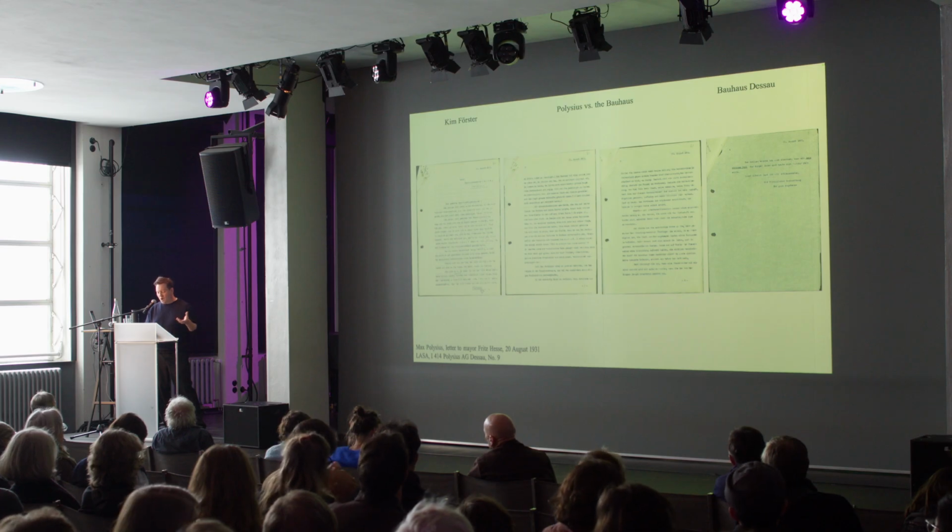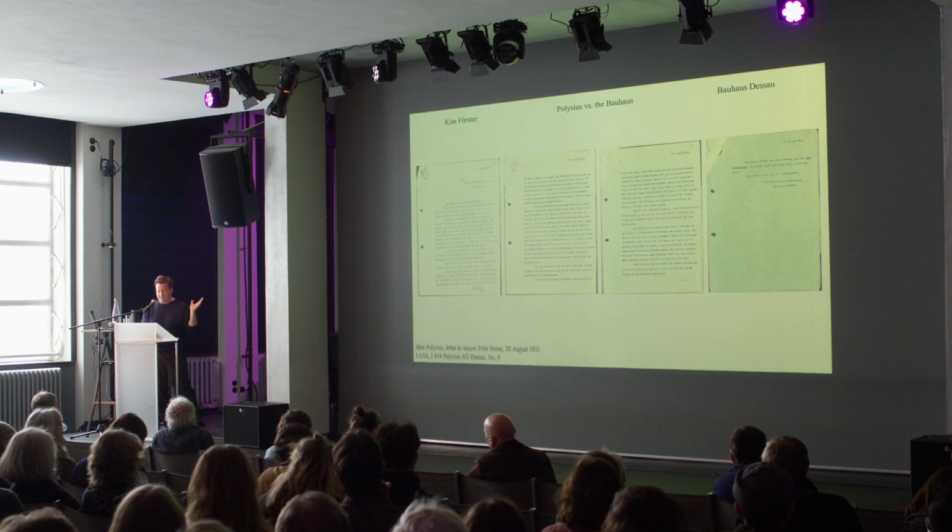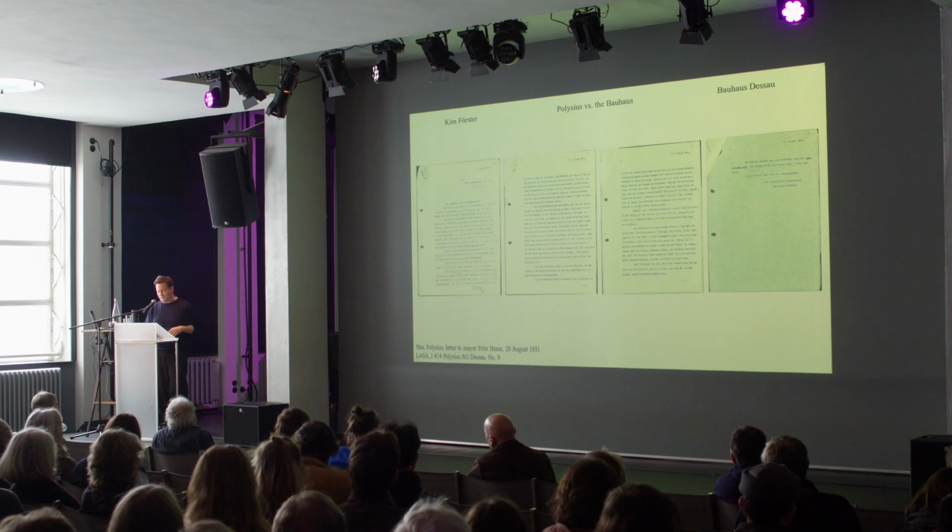He dismissed the Bauhaus building as a useless structure, describing it as a cement box, Zementkiste, with poor thermal performance, and complained about the lifestyles of the Bauhäusler, citing media reports. The letter reflects Polysius' opportunism and radicalization, amid broader political shifts.